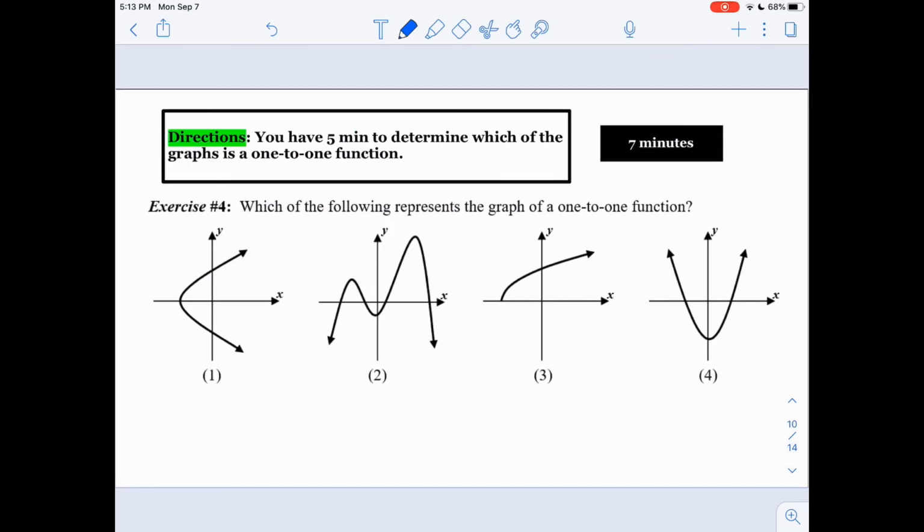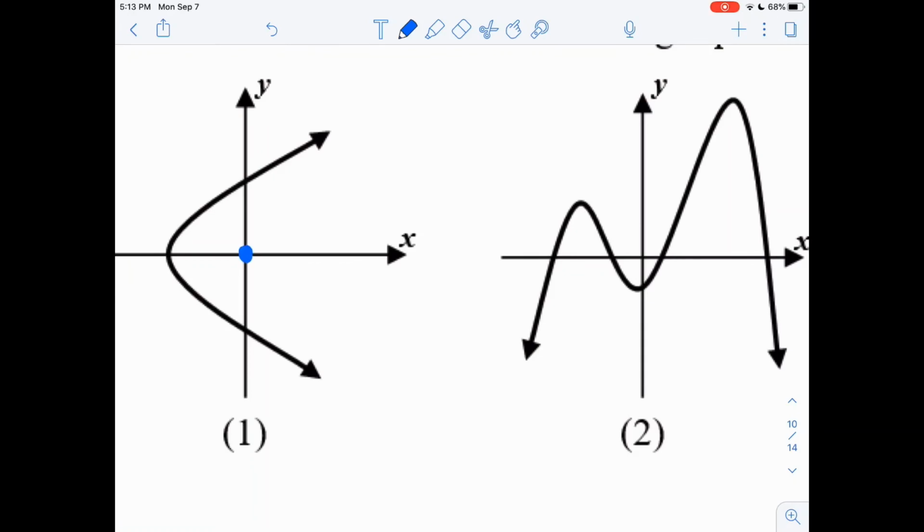Now you try. You have 5 minutes to determine which of the graphs is a one-to-one function. Pause the video now to complete the task. Let's check our answers. This graph is not a function because each x has more than one y.